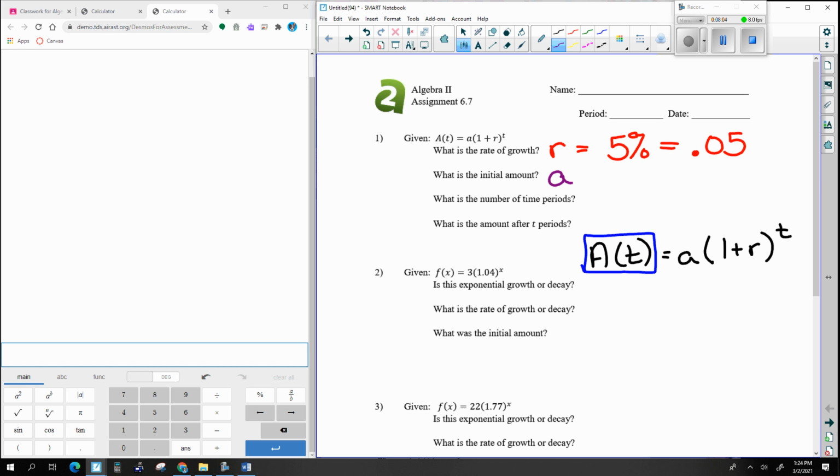The number of time periods is the letter T. That could be a bunch of different time periods, but it is one time period. If you're talking about years, that would be 1 year. If you're talking about days, it would be 1 day. And last but not least is the amount after the time that you spent. The amount after that time is the A of t.